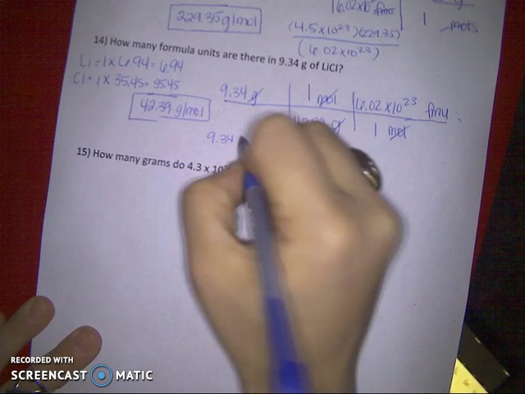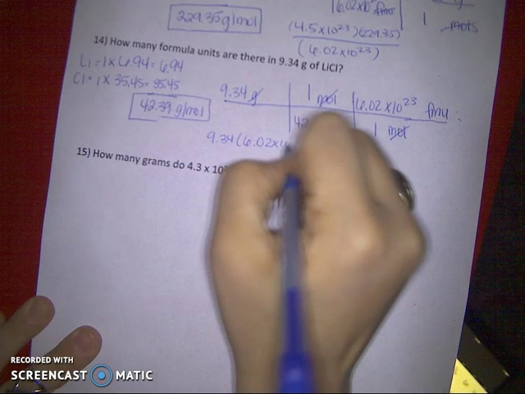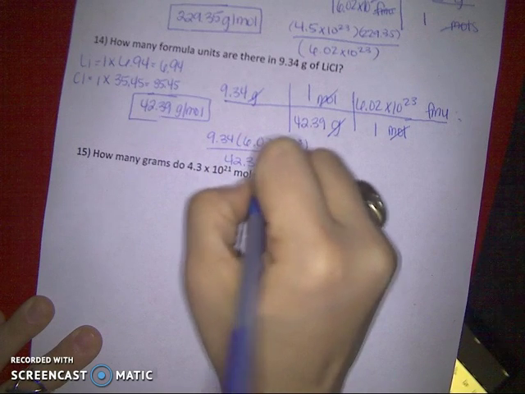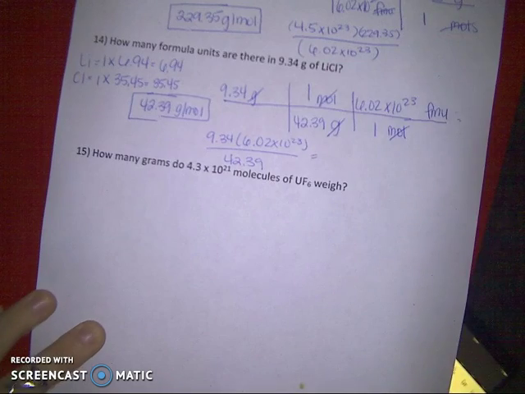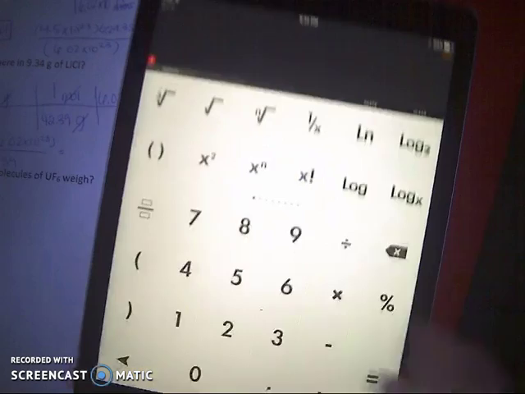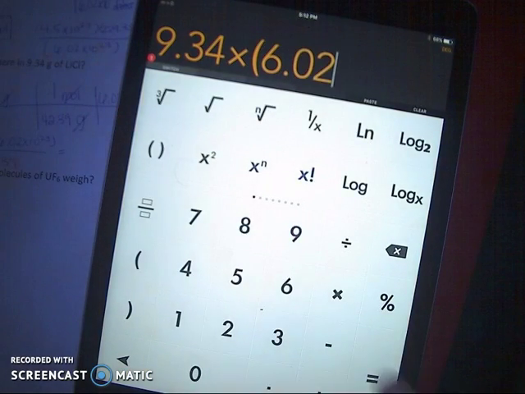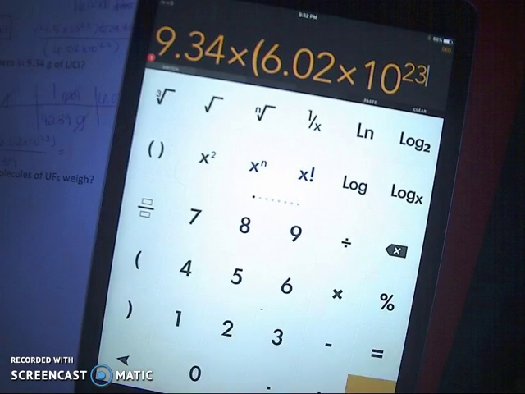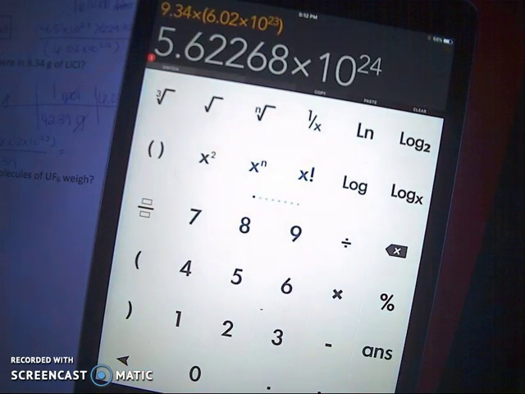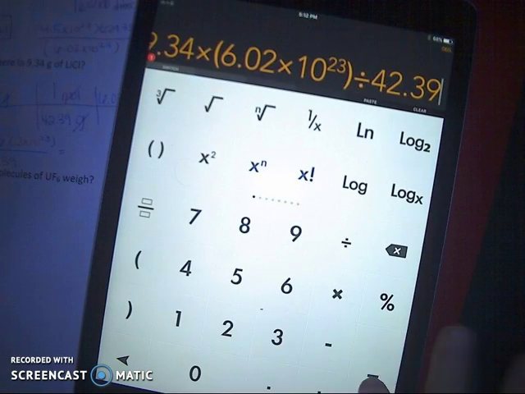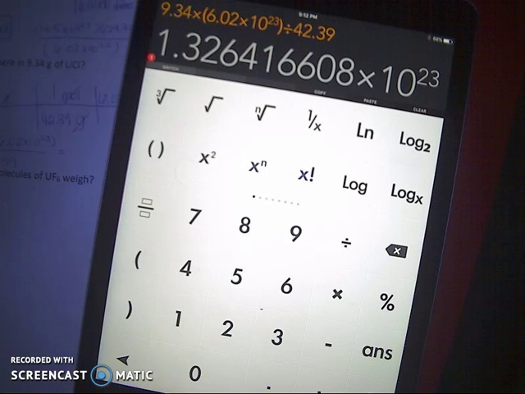9.34 times 6.02 times 10 to the 23rd all divided by 42.39. I'm going to go to my calculator now. Okay. 9.34 times 6.02 times 10 to the 23rd equals, divide that by 42.39, and you end up with 1.326 times 10 to the 23rd.